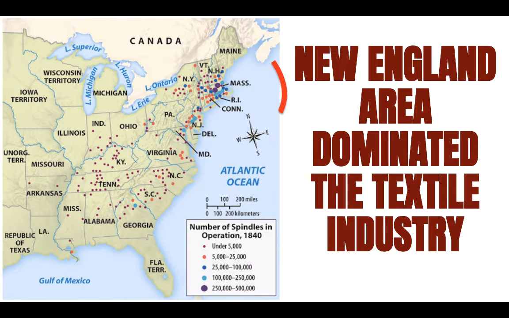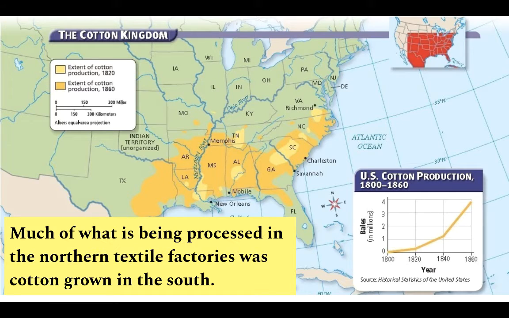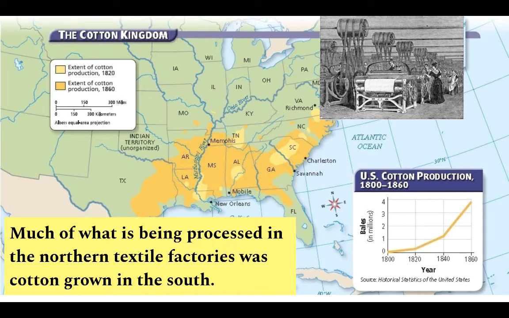You can see in this graphic that by 1840, most of the textile industry was largely concentrated in the northeastern part of the United States. While the South grew cotton, they did not process it. It was largely northern factories that spun and wove raw cotton into cloth, if it wasn't being sent to Britain.